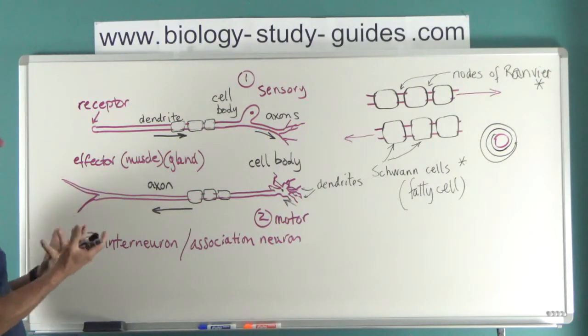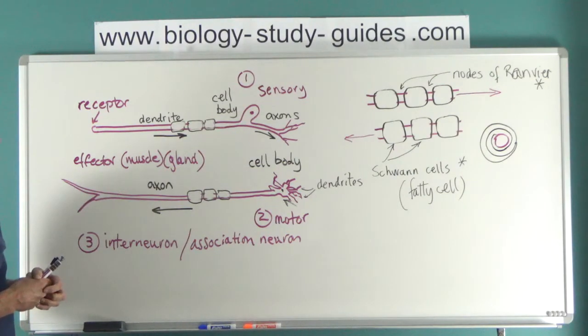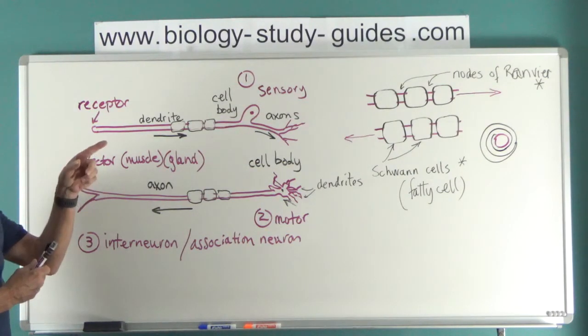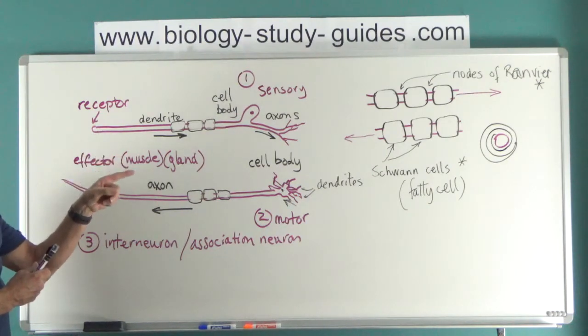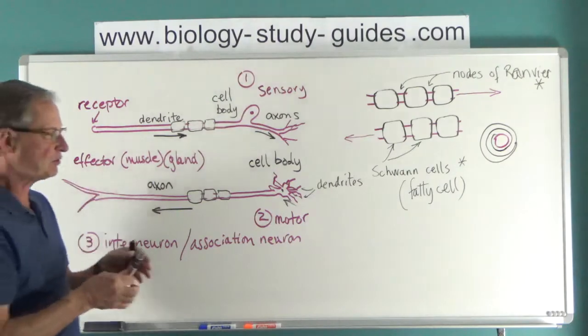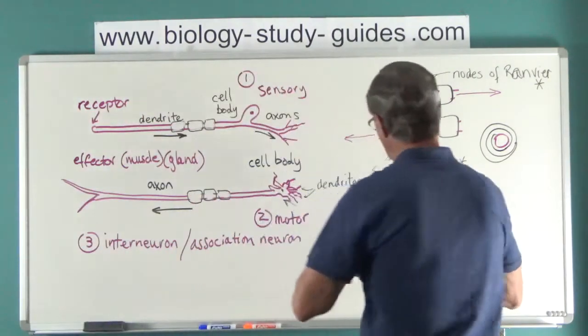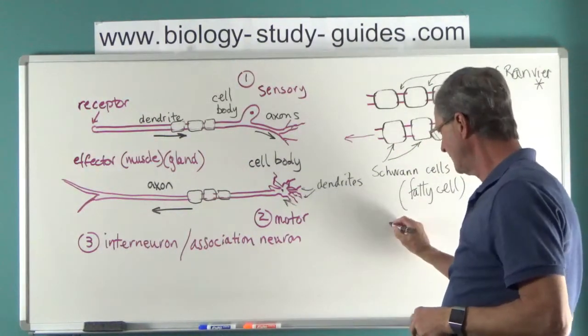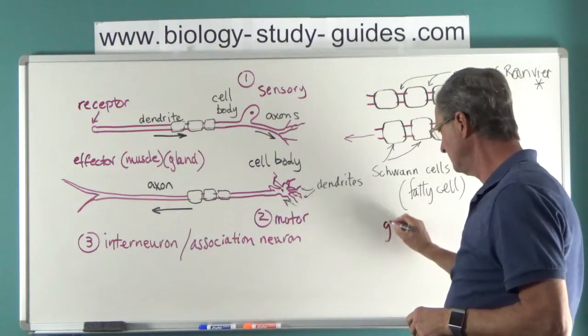So those are the different kinds of nerve cells. Schwann cells, sensory, motor, interneuron. I should say one more thing about Schwann cells. These are a type of glial cell.